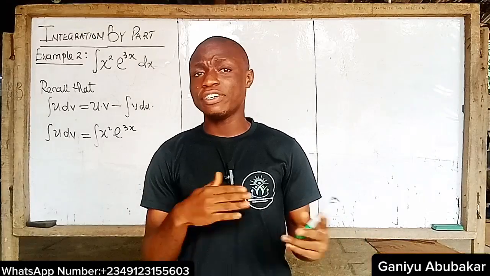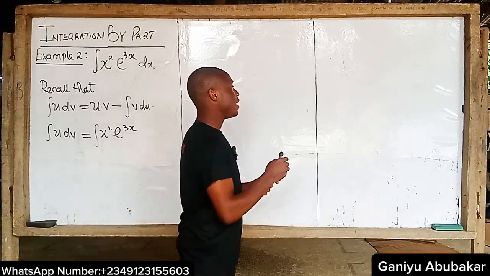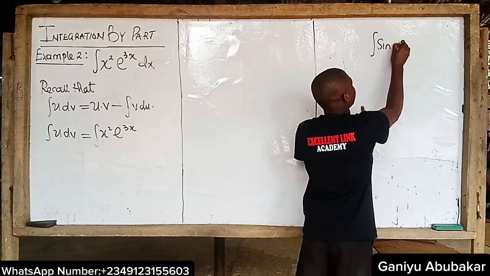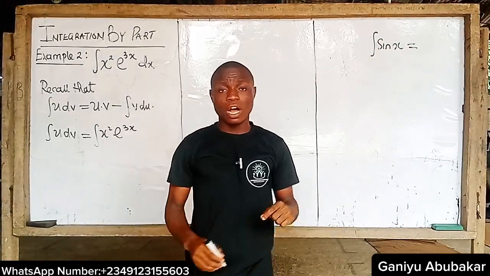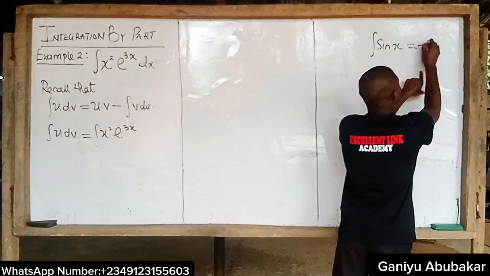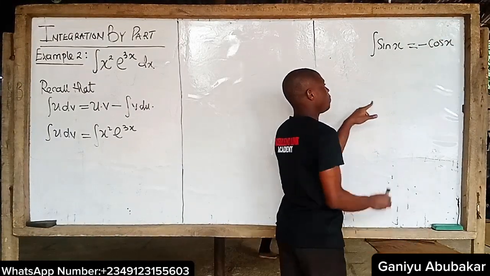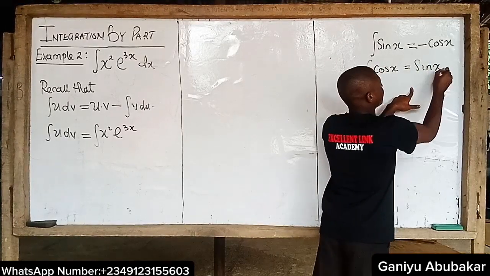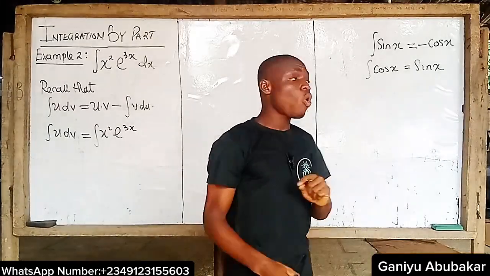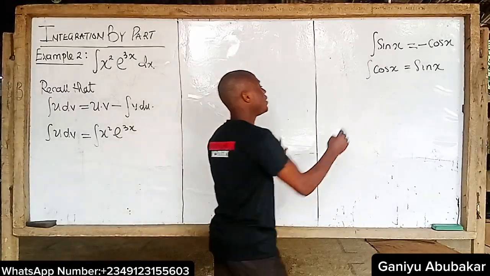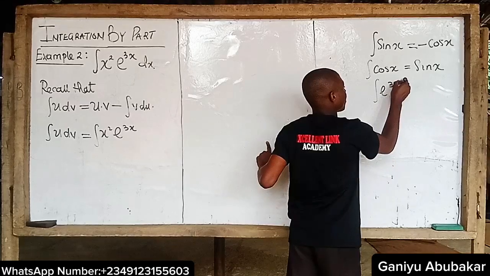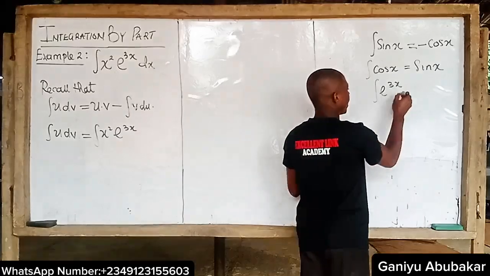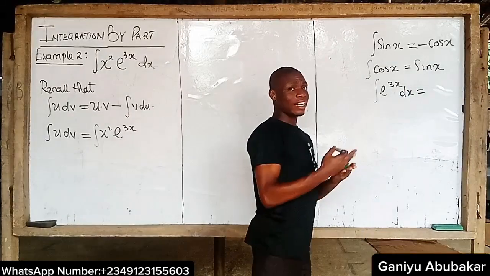Now, before I proceed, let me show you some shortcuts, right? Last class under integration, we explained that if I integrate sine x, I'll have minus cos x. If I integrate cos x, I'll have sine x, as we said last class. Also, note this relationship, please. If I integrate exponential 3x with respect to x, what will be my answer?